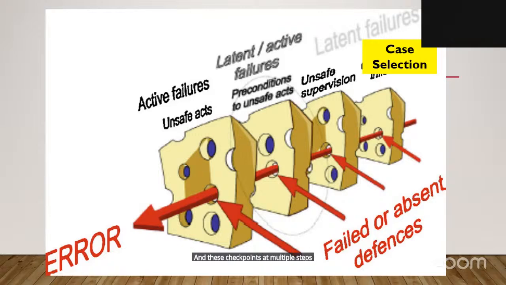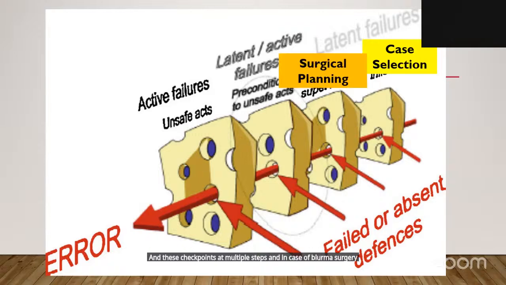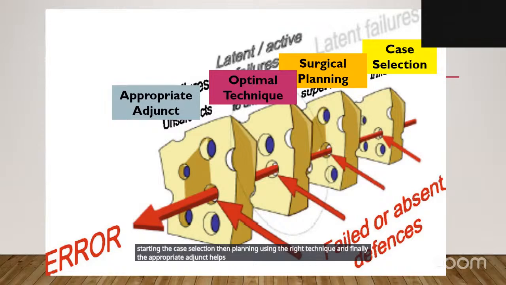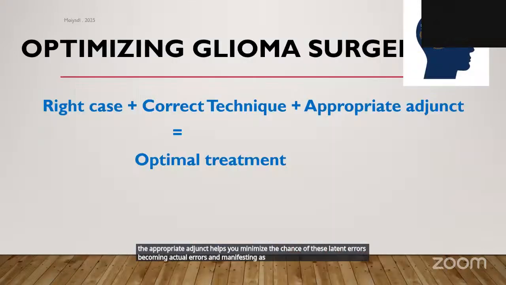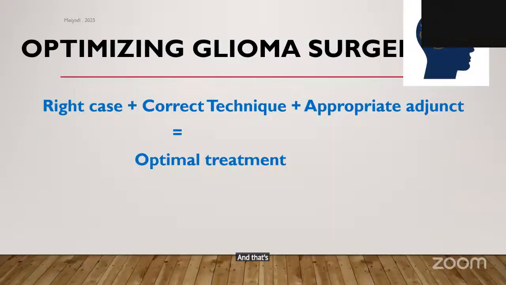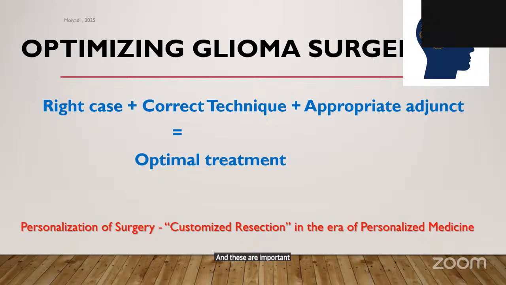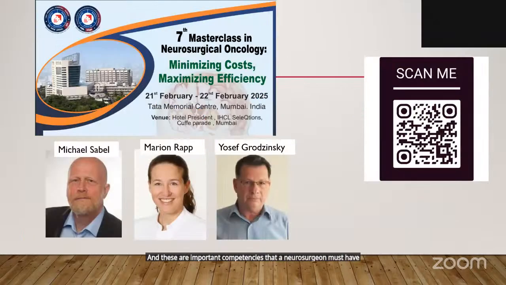And in case of glioma surgery, you have, starting with case selection, then planning, using the right technique, and finally the appropriate adjunct, which helps you minimize the chance of these latent errors becoming actual errors and manifesting as adverse outcomes. And that's why I again say that it's a combination of technique, adjunct, and a basic knowledge and understanding which helps you optimize the treatment. And these are important competencies that a neurosurgeon must have if he's dealing with these complex tumors.